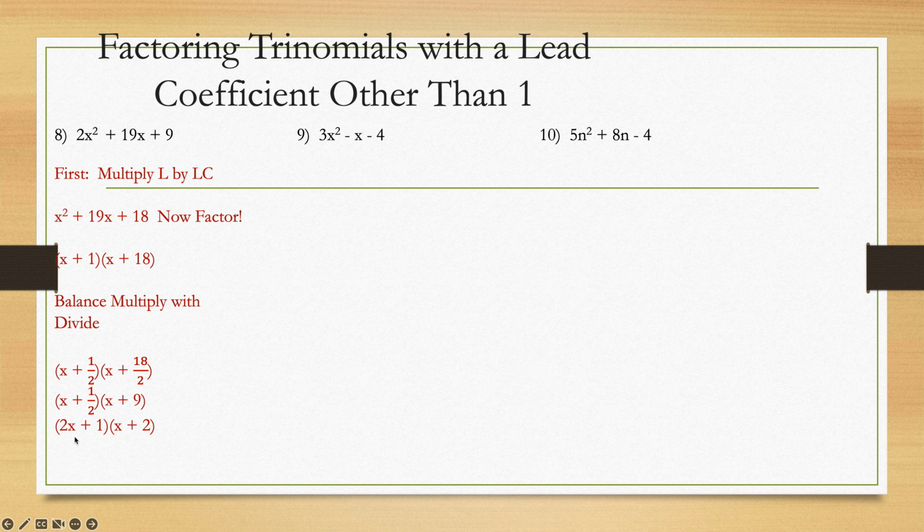I don't know why it says x plus 2. It must have been left there from the previous one. It should be 2x plus 1 times x plus 9.